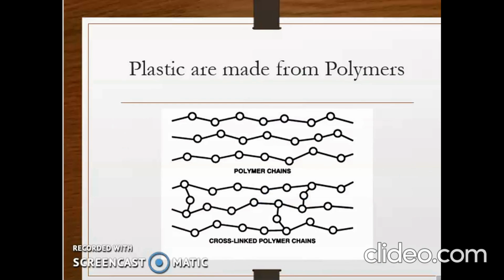Plastics are also made of polymers. They consist of linear polymers or cross-linked polymers. As I already told you, a polymer is a large molecule formed by the combination of small molecules called monomers.